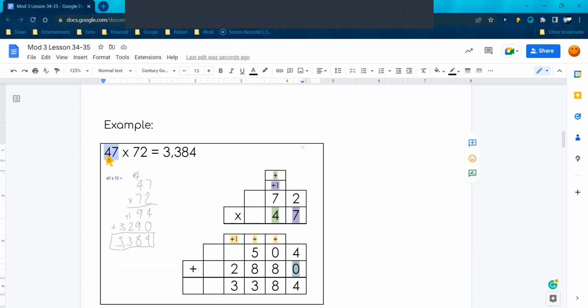So remember, you pick the way you want to put your numbers. Just make sure 47 stays together and 72 stays together. Take your time, take a breath. You got this. It's just double-digit multiplication. You have this. Just remember the steps.